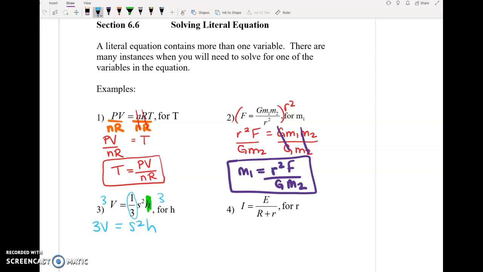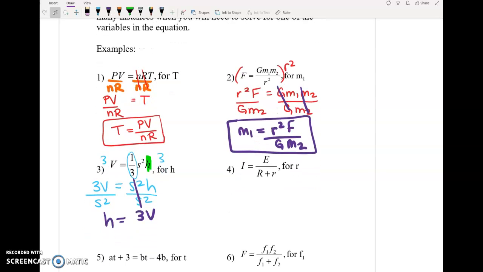And then to get rid of the s squared, since multiplication is between s squared and h, we're going to divide both sides by s squared. Your s squareds cancel, and you're left with h equals the left-hand side of the equation. So this will be your final answer for h. For those of you that divided both sides by 1/3, you would have v over 1/3 s squared. When you divide by a fraction, you multiply by the reciprocal, so that's what makes the 3 come up to the top.